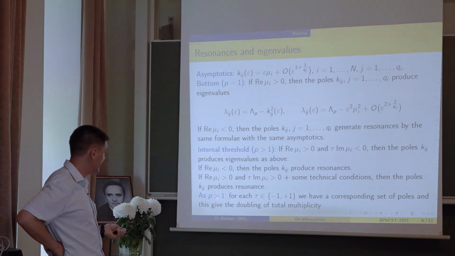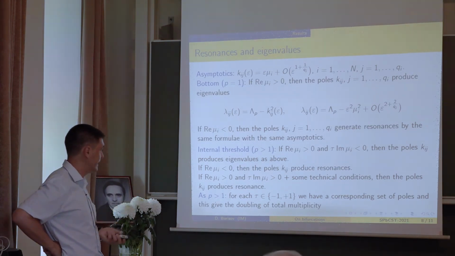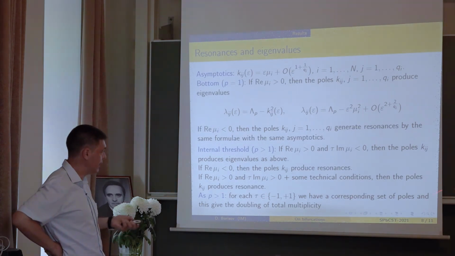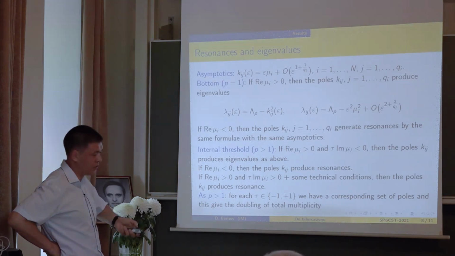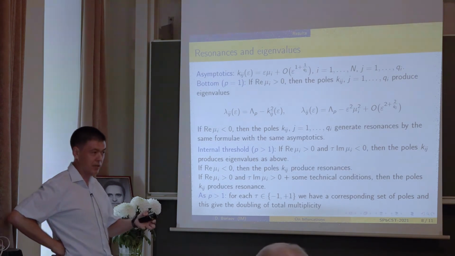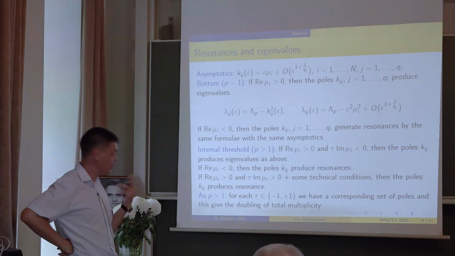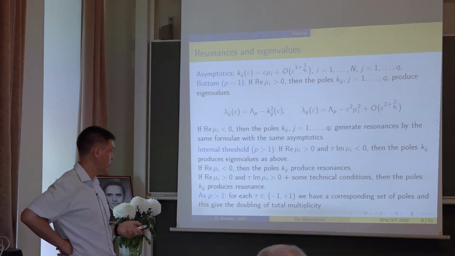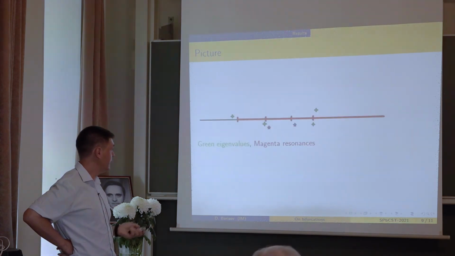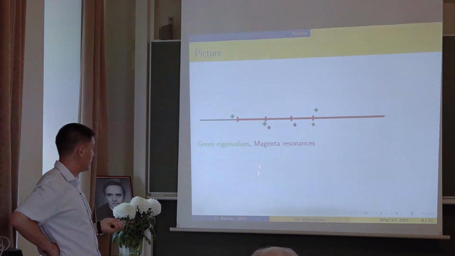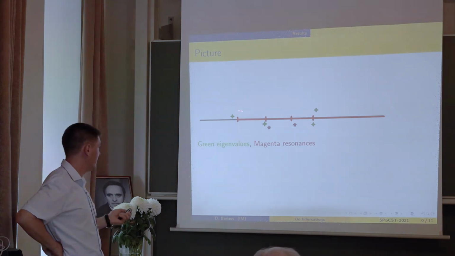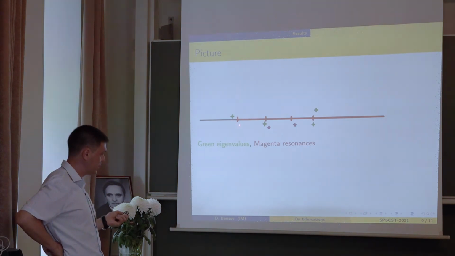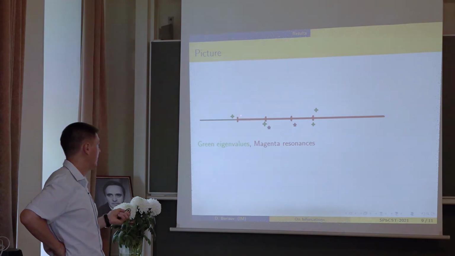as p is greater than 1, for the threshold inside of the essential spectrum, for each tau, I can have a set of poles, and these poles are either eigenvalues or resonances. For each of these sets, I have actually two sets, and the total multiplicity can be twice the multiplicity of a threshold. And this is exactly the same picture as in the beginning. So in the vicinity of the bottom, I have as many eigenvalues and resonances as the multiplicity of the bottom.